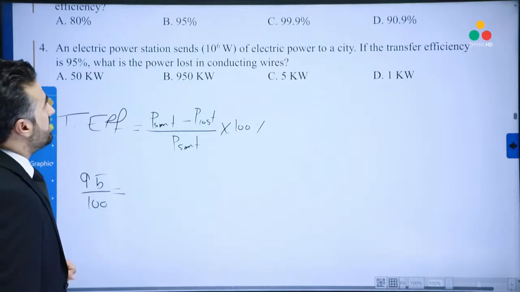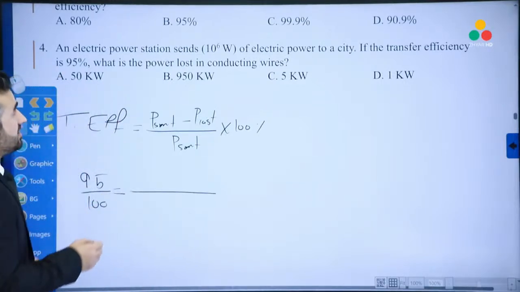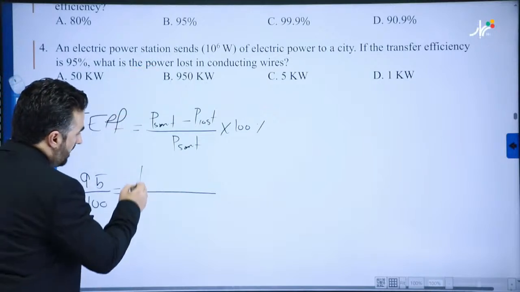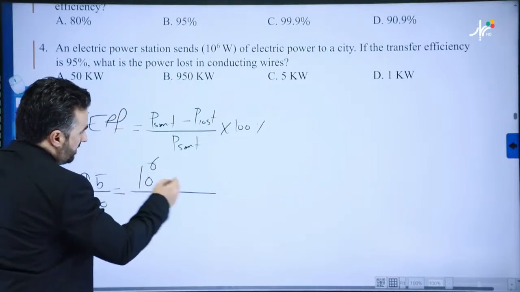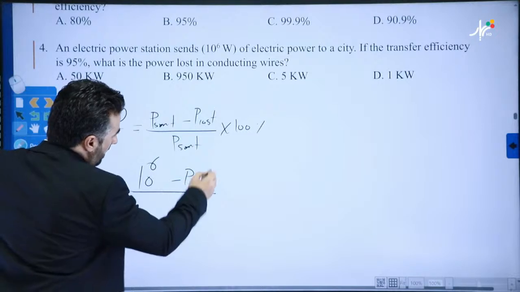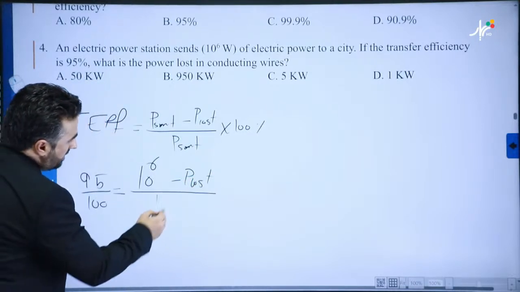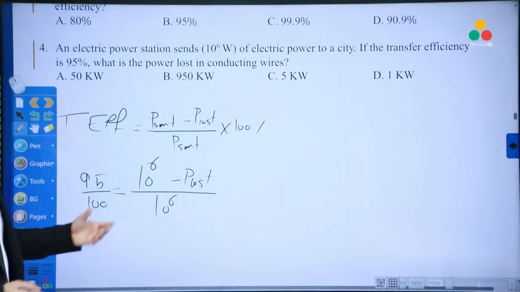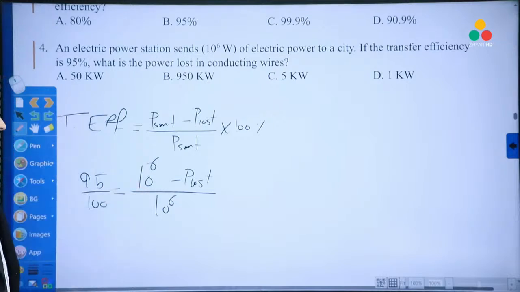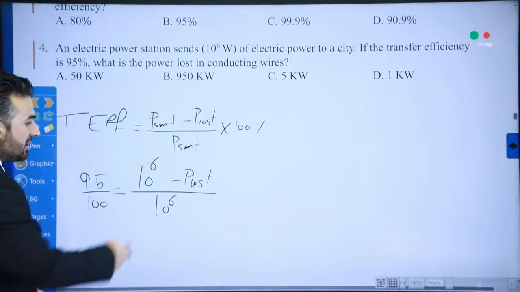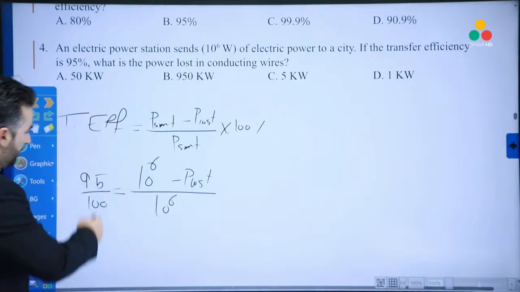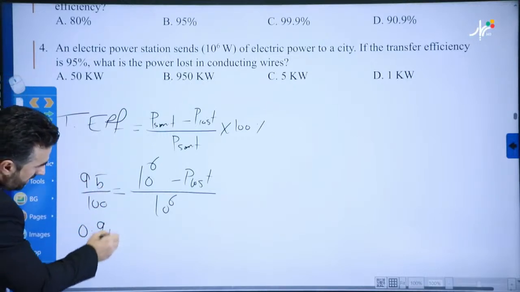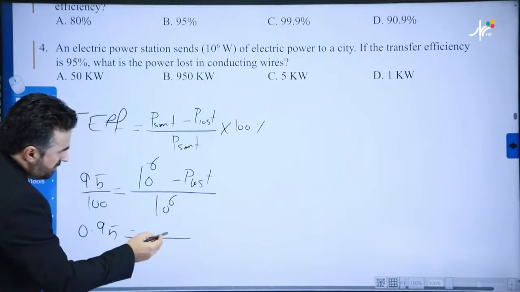What is the power loss in the conducting wire? So take a look at this equation. It says the electrical power station sends 10 to the power 6. So we'll say power sent is 10 to the power 6, minus power lost, and then divided by 10 to the power 6 here. Of course now, you can do some simplification with this. If not, you could just do the math here. But before that, 95% is equal to 0.95, isn't it? Yes.